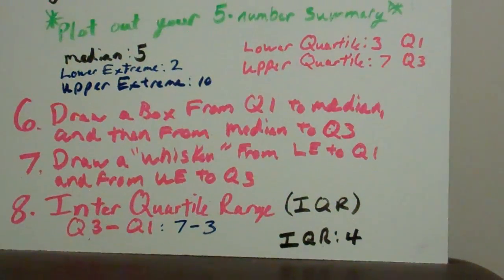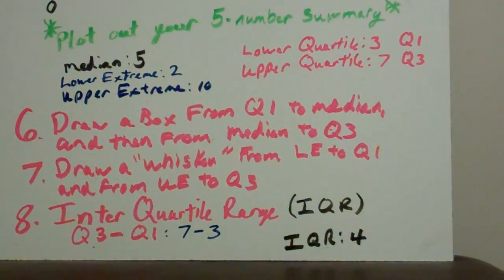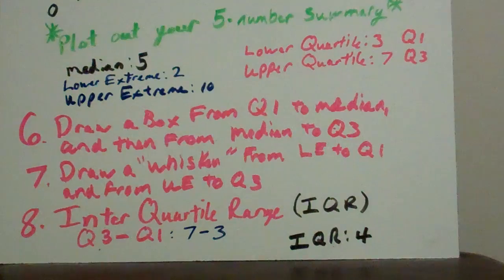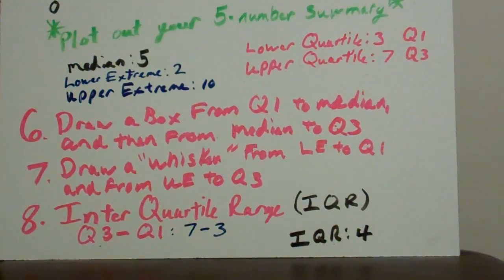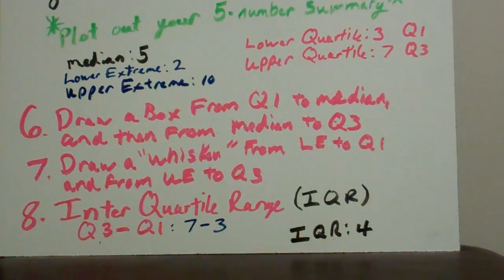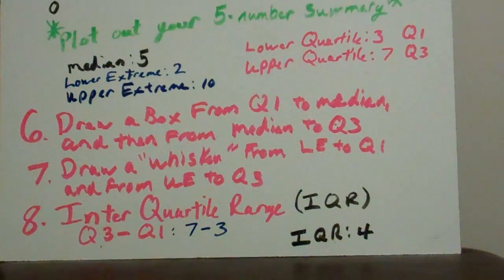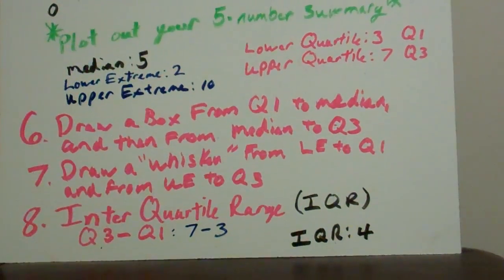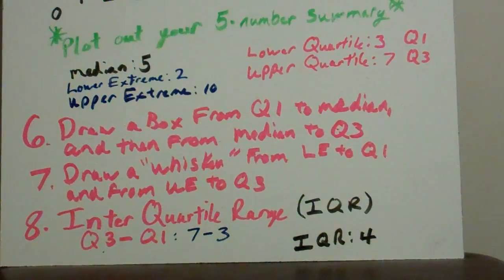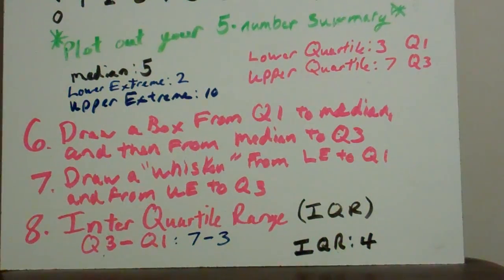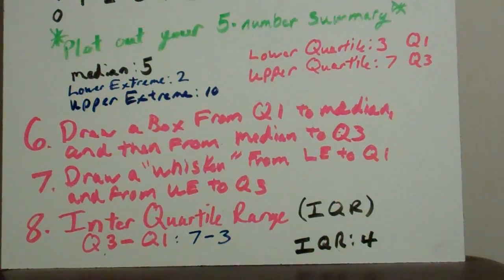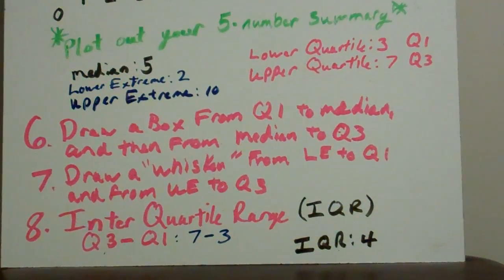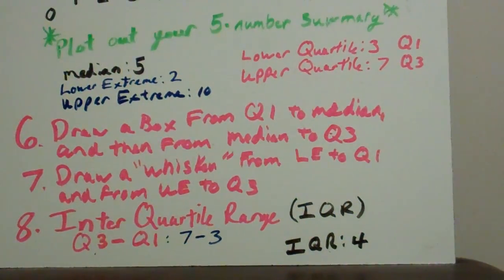So what we would do is take our third quartile number, which is a 7, and subtract the first quartile number, which is a 3. Okay, so when we take 7 and subtract 3, the difference is 4. That means our IQR is 4 for this data set. So this is the basics on a box and whisker and how to construct it.